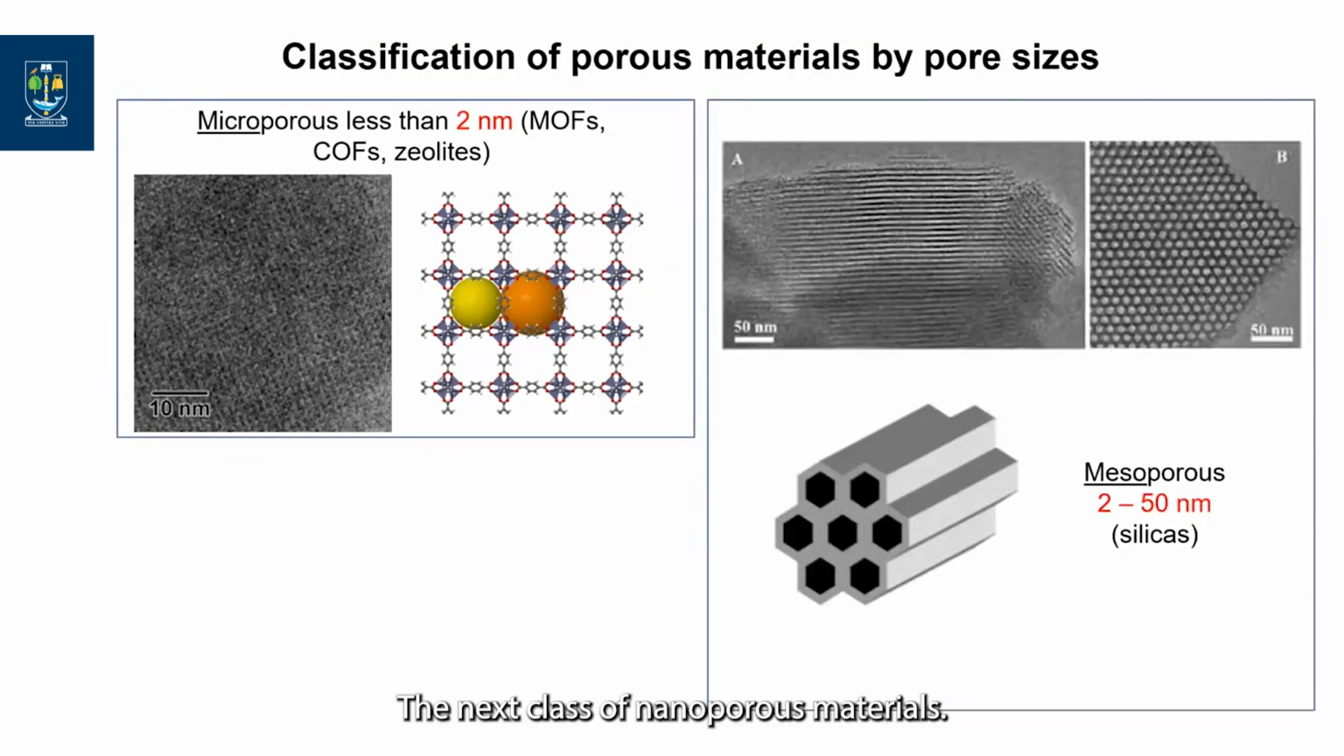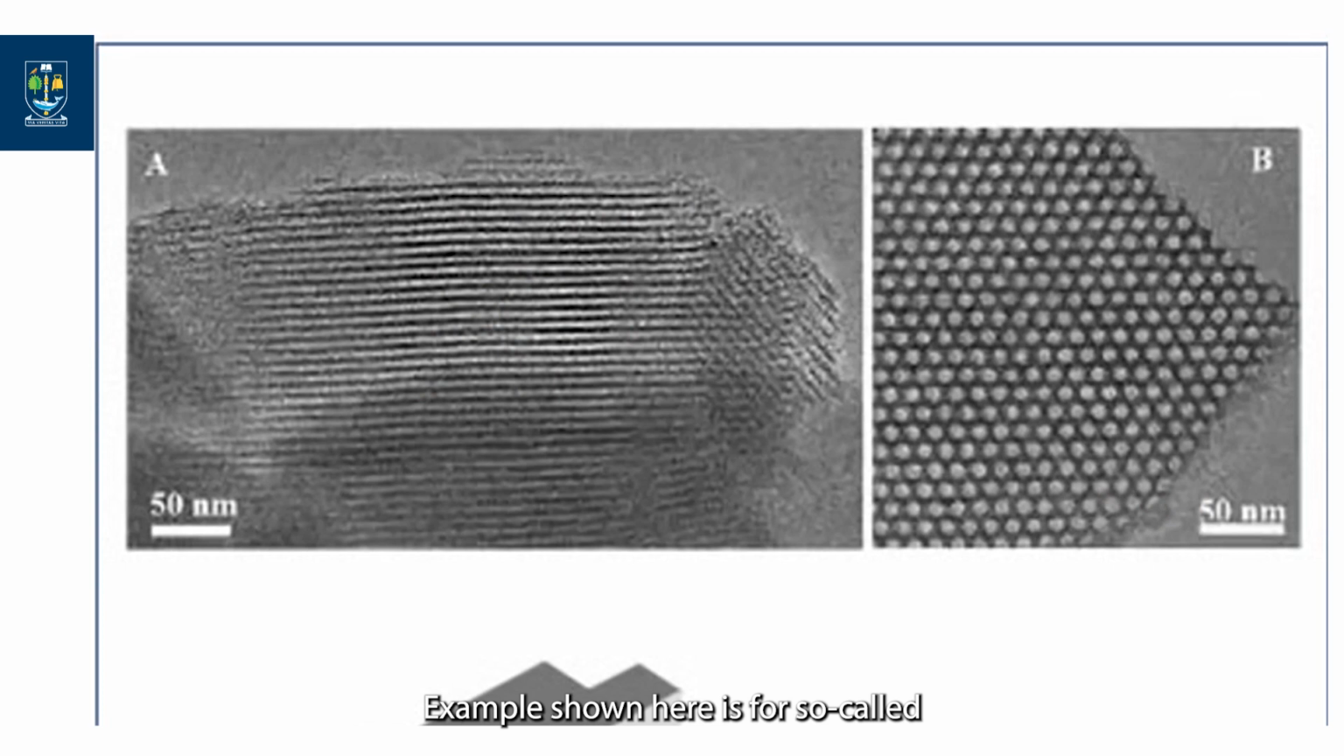The next class of nanoporous materials are so-called mesoporous. Coincidentally, these are often made by template removal techniques. They have pore sizes between 2 and 50 nanometers. It is often quite easy to detect the pore sizes of mesoporous materials using transmission electron microscopy. The example shown here is for so-called mesoporous silica, in this case, SBA-15, which can be prepared as highly ordered structures with the help of a template.